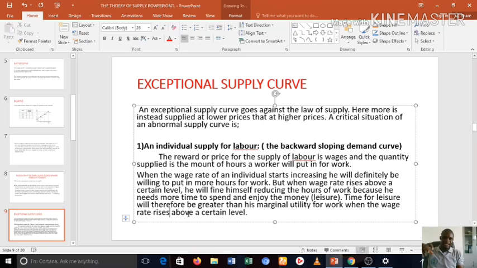We expected that the higher he earns in terms of the wage rate, the more he should be willing to put in for labor, for work to be done. But instead, it's the reverse. As the wage rate increases above a certain level, his willingness to work falls. Are we there? So with this one now, you realize it's an exceptional supply curve.